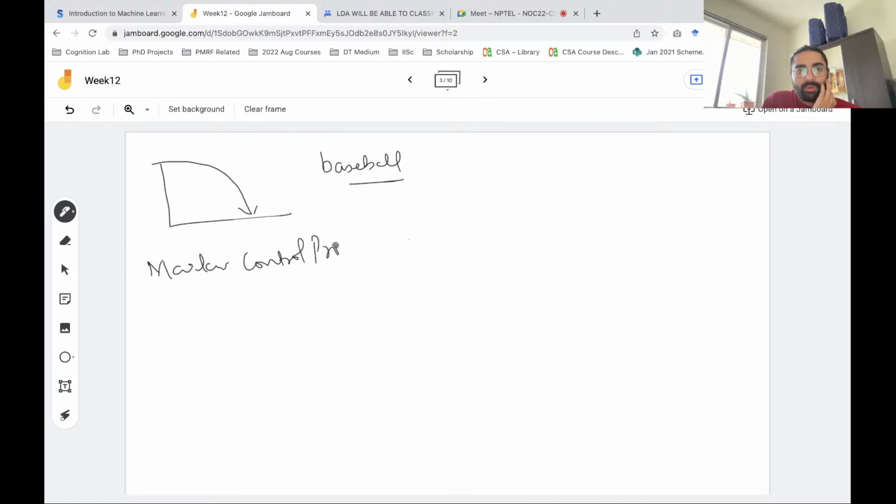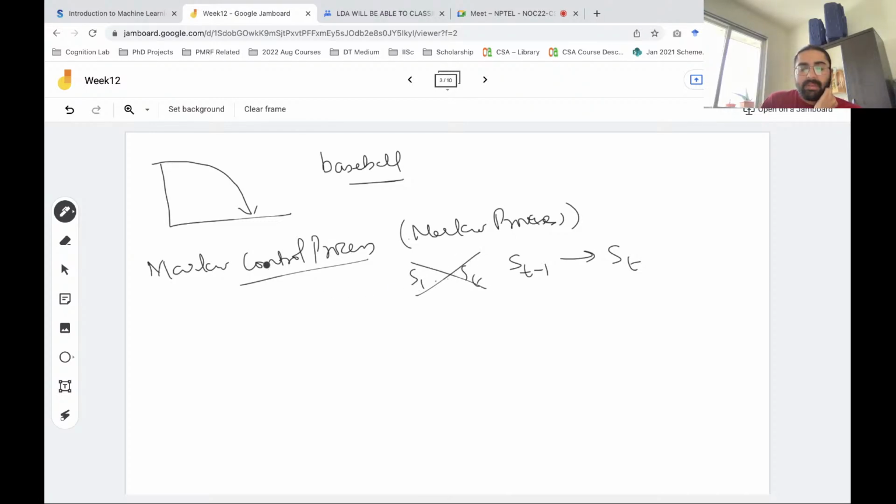right? Markov control process, not just Markov process, because a Markov process basically tells you that given s_{t-1}, I can go to s_t regardless of what the previous history s_1 to s_{t-1} was, right? In a Markov control process, the idea is that given s_{t-1} and given some action a_{t-1}, these two together determine what the next state is going to be, right?